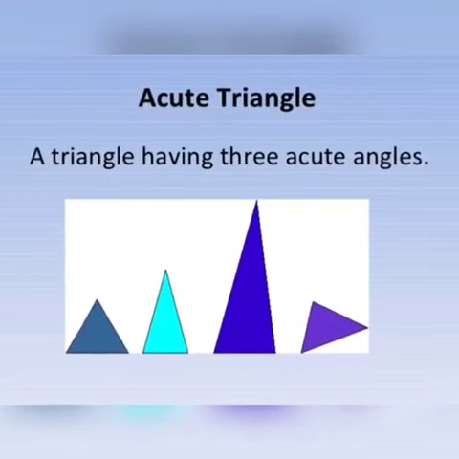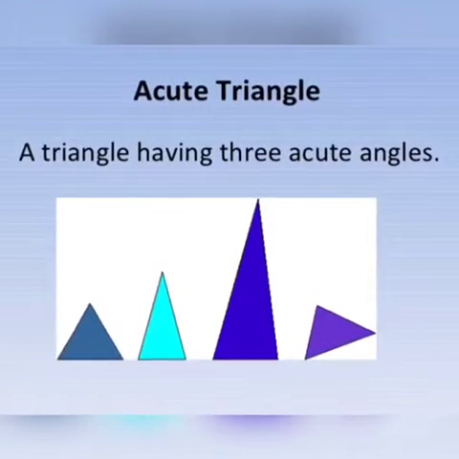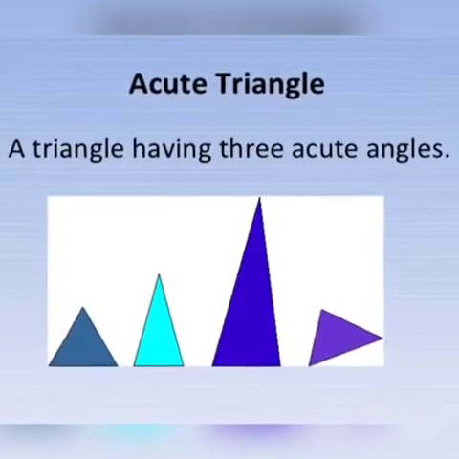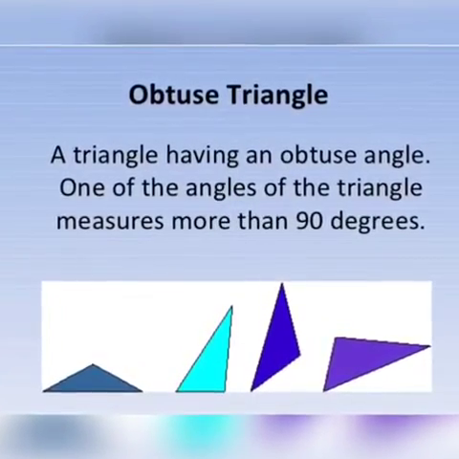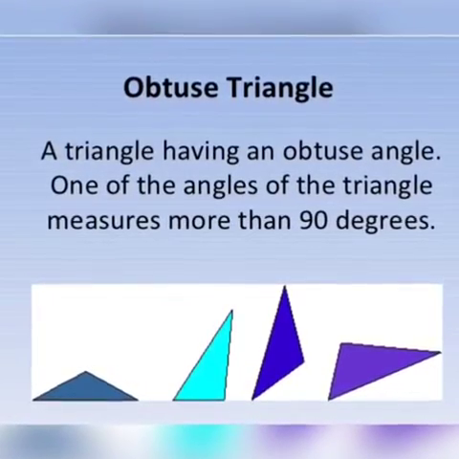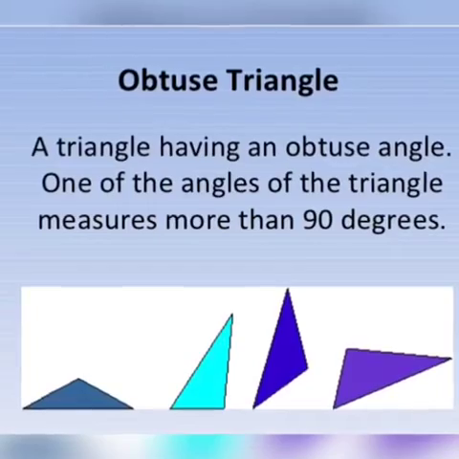Acute triangle. A triangle having three acute angles. Obtuse triangle. A triangle having an obtuse angle. One of the angles of the triangle measures more than 90 degrees. Right triangle. A triangle having a right angle. One of the angles of the triangle measures 90 degrees.